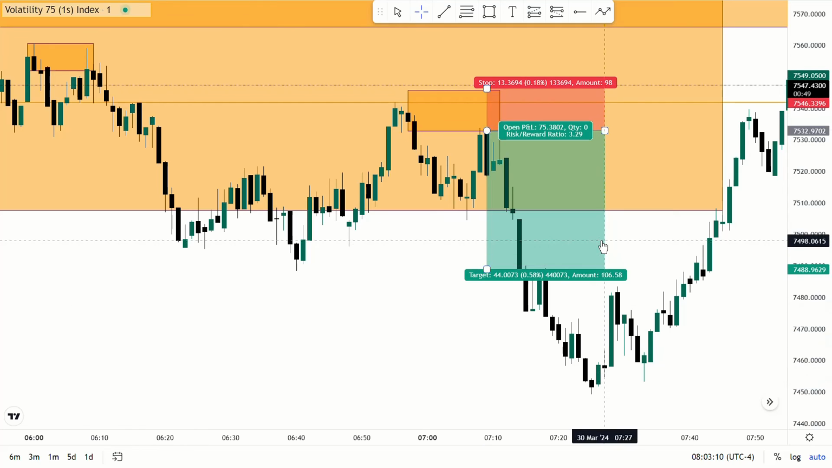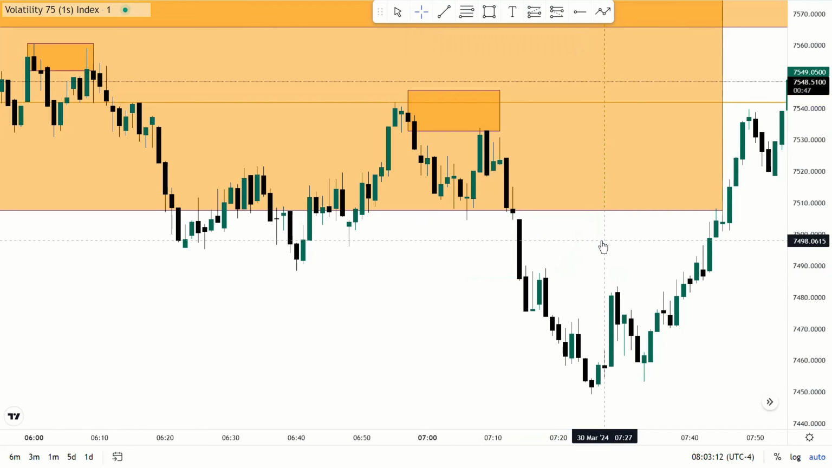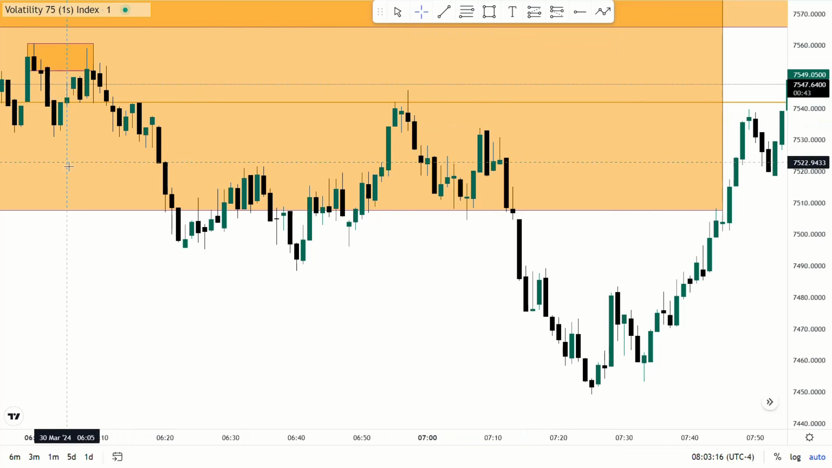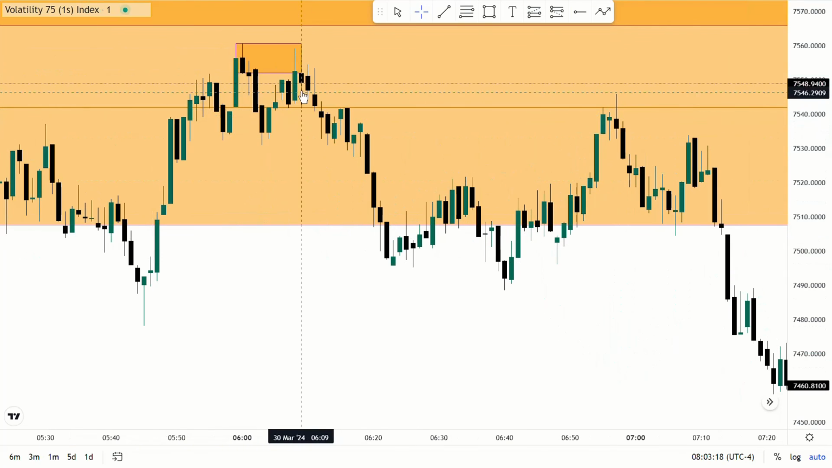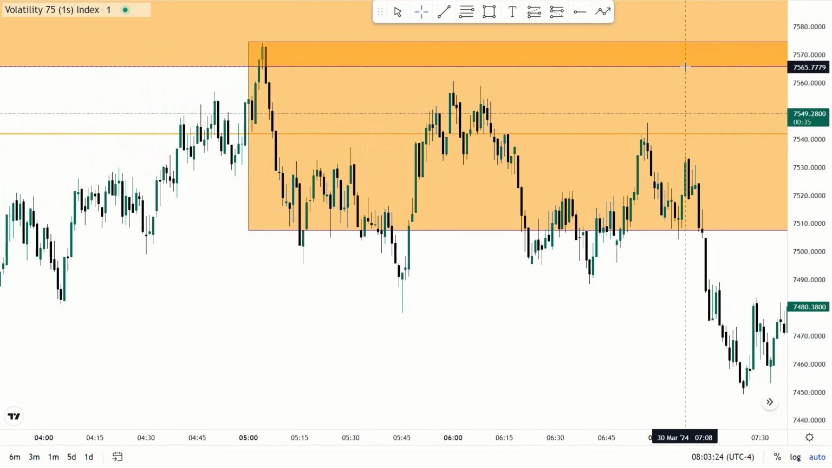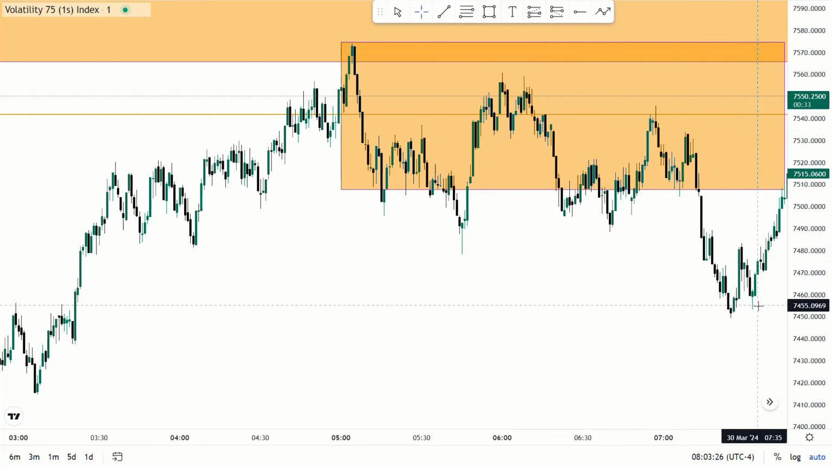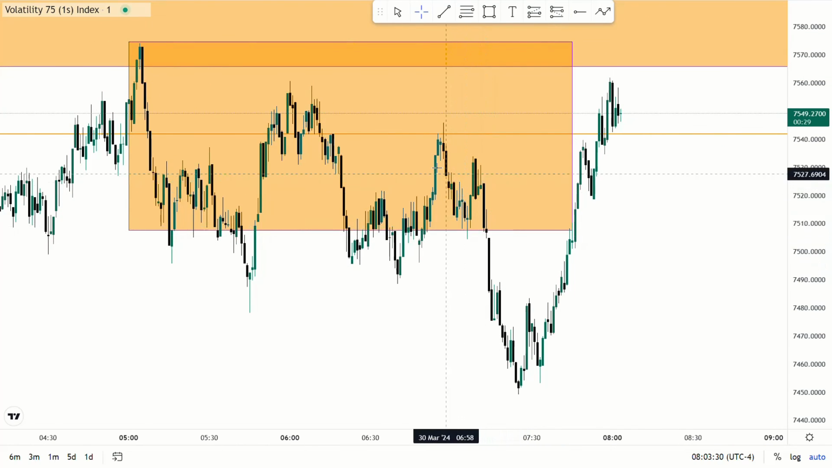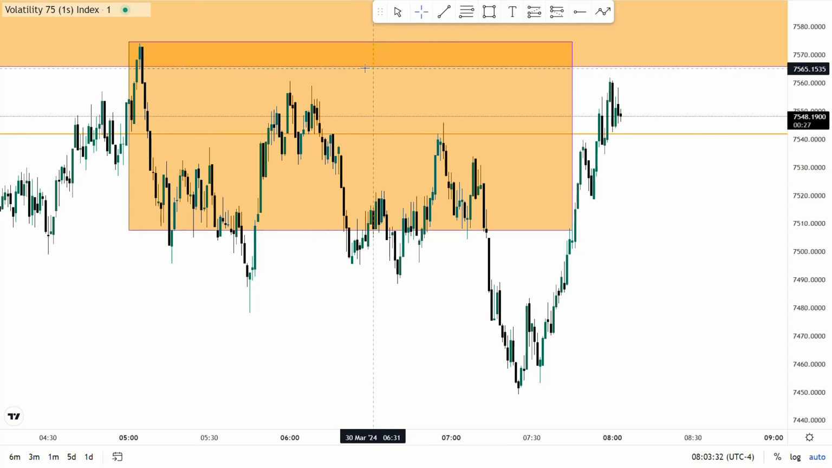Okay, so I just wanted to give you a few pointers again, just to refresh your mind in case you are still confused on the single candle order blocks. Okay, so this market is still playing around this level.